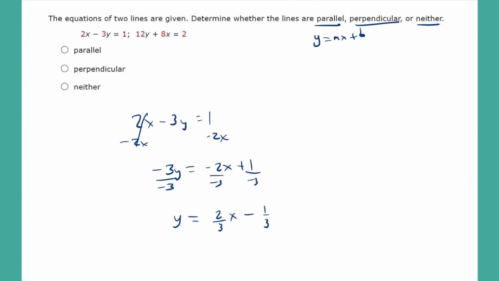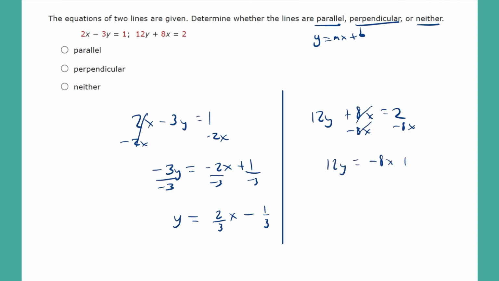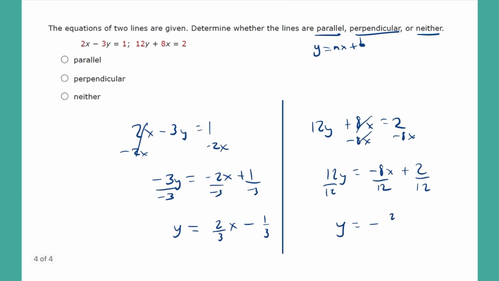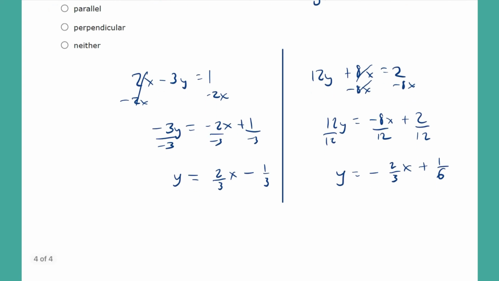And now we do the same thing to the other line. Minus 8x. And divide by 12. And that's going to be y equals negative. Well, we can simplify this fraction by 4 and get 2/3. And if we compare their slopes, they are opposite slopes, but they're not reciprocal.